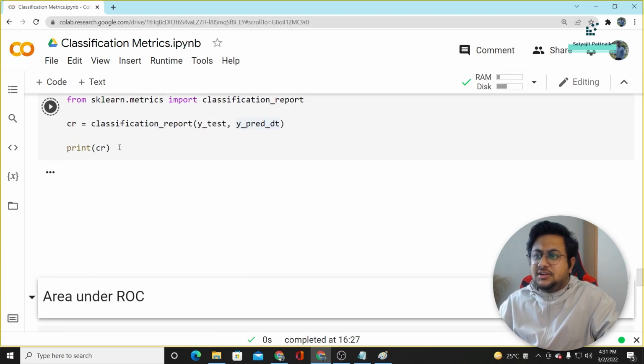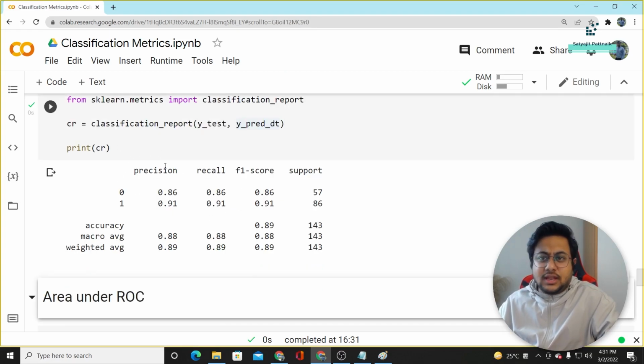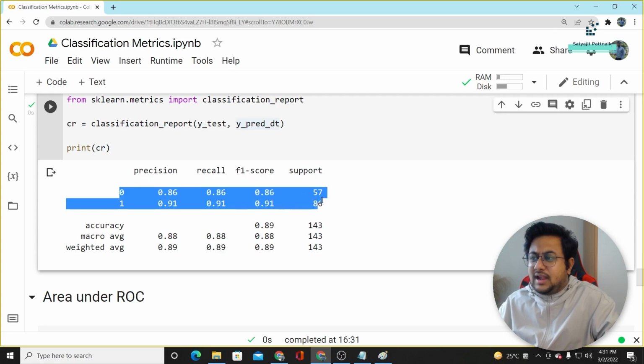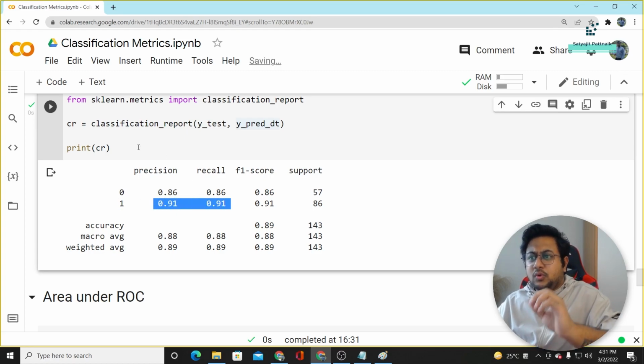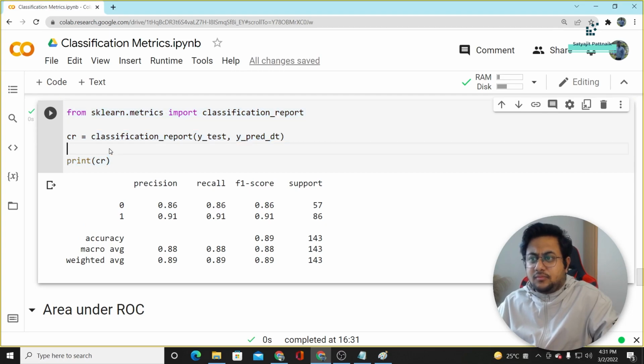So for decision trees, this is how my data looks like, which clearly means that the precision and recall is really good for the class 0. For class 1 is also very good. So you can basically finalize this model. This model is performing good.